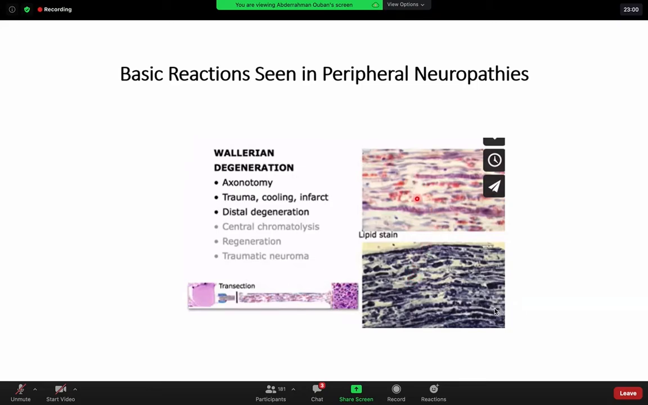Actually, this is an oil red O stain, and that's important to remember because of why you're using a fat stain in this case: myelin is 70% lipid and 30% protein. And as a result of the degradation of the myelin, in this picture you see a lot of fat stained with this red color, resulting simply from the breakdown of the fat that makes up that myelin.